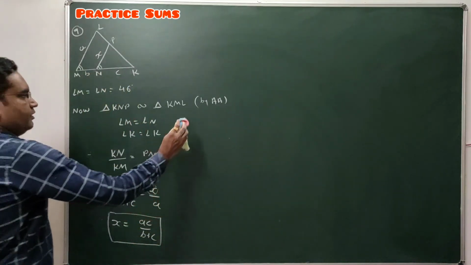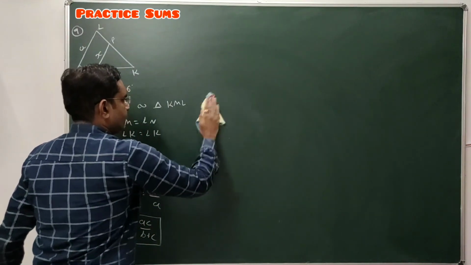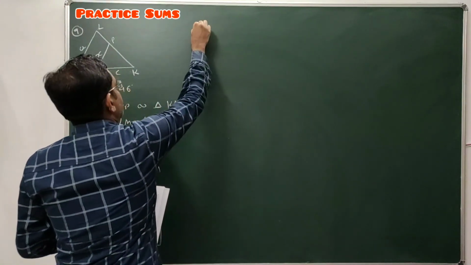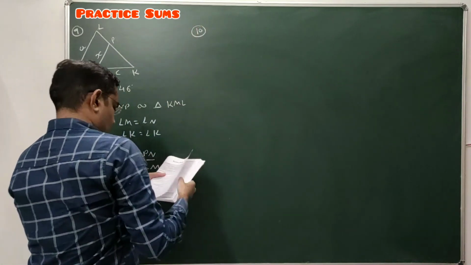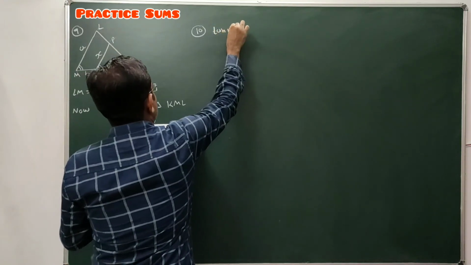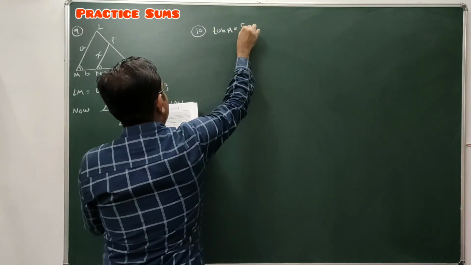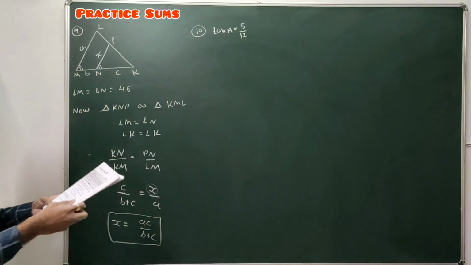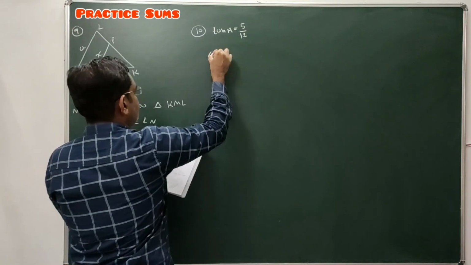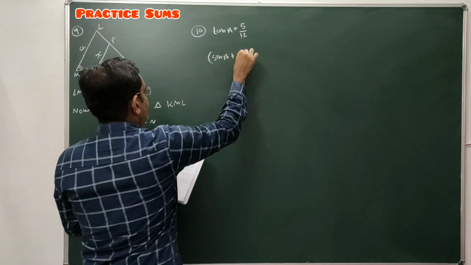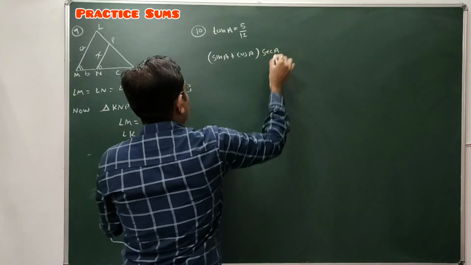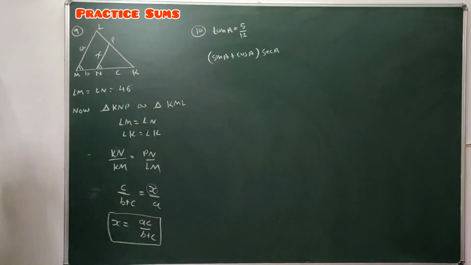Here I am removing this part. Done? So you note this down. Now next question is question number 10. Here we are given tan A. If the value of tan A is equal to 5 by 12, then find the value of this expression: sin A plus cos A into sec A. Find the value of this expression.